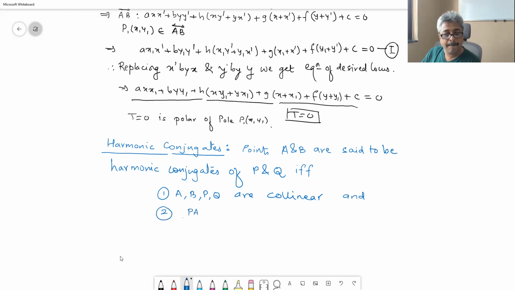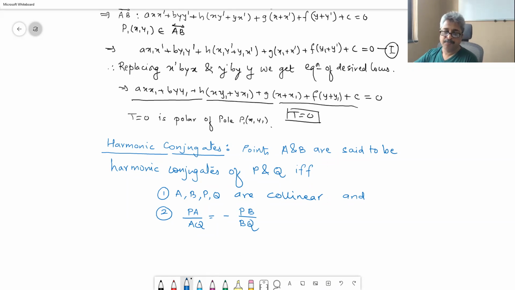PA upon AQ is equal to the opposite of PB upon BQ. Numerically they are the same, but sign-wise they are opposite. So they are called harmonic conjugates.